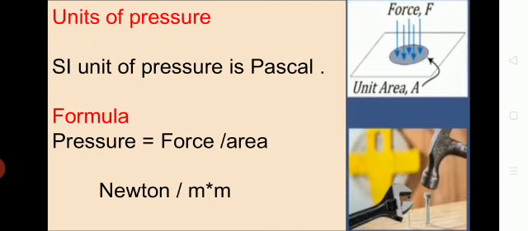Units of pressure. The SI unit of pressure is Pascal. SI, what is SI? System International Unit. It is an organization. From the definition, it is clear that the formula of pressure is equal to force divided by area. We know that the unit of force is Newton and the unit of area is meter square. So the unit of pressure is equal to Newton per meter square.